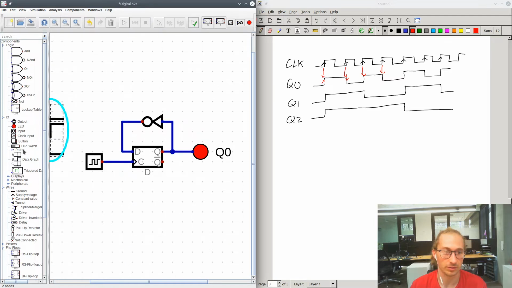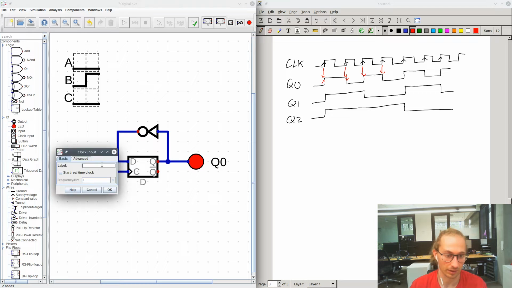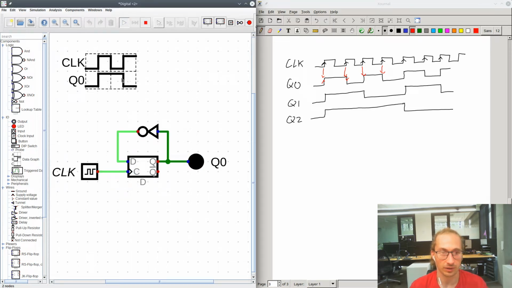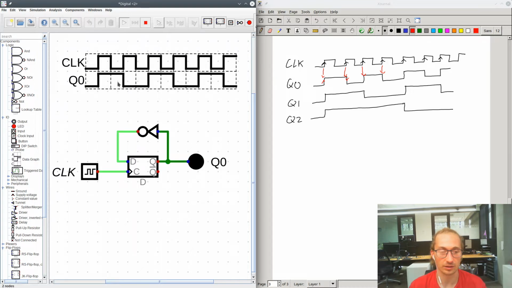And we can also demonstrate that the frequency is halved by looking at a timing diagram. We have to mark our clock line as well. There we go. So on every positive edge, Q0 changes state. So we can see that the output frequency Q0 is half the input frequency of the clock.